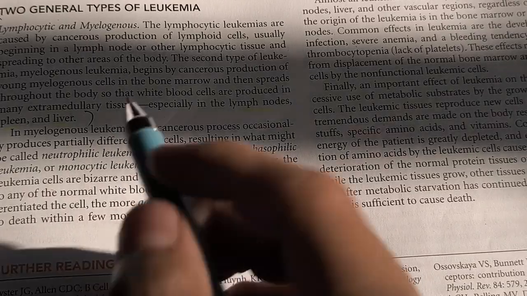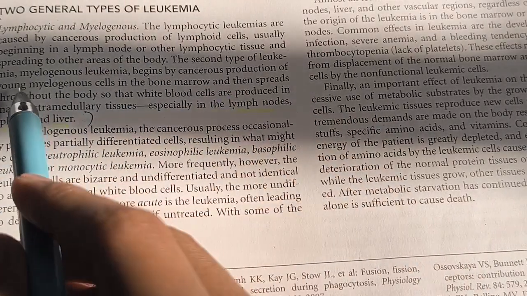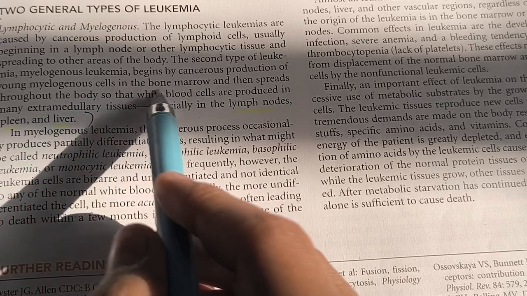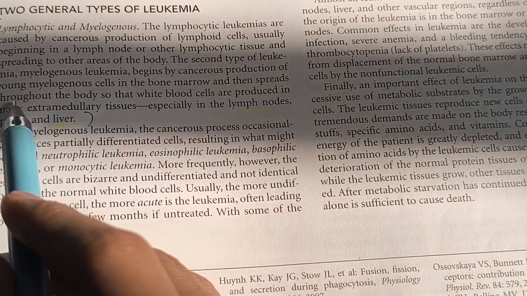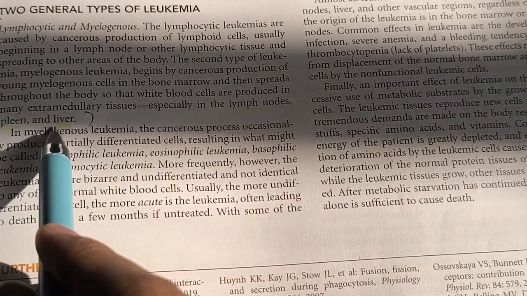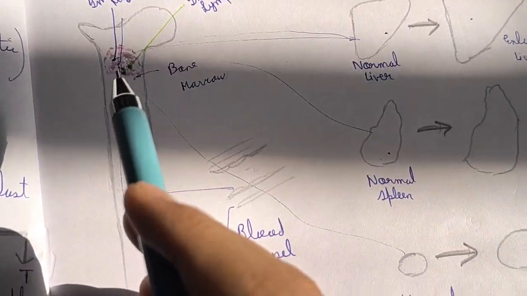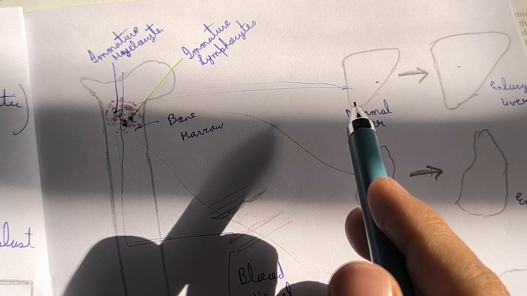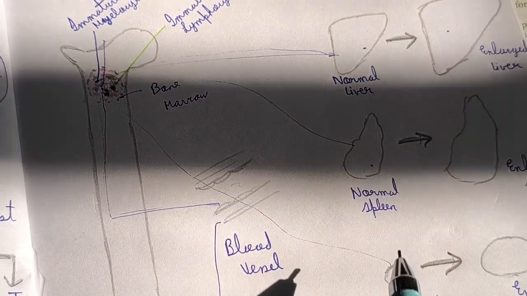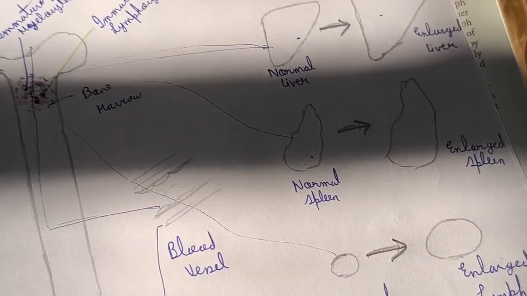Now the second type, myelogenous leukemia, begins by cancerous production of young myelogenous cells in the bone marrow and then spreads throughout the body, so that white blood cells are produced especially in the lymph nodes, spleen and liver. Abnormal immature myelocytes occur and are deposited in the normal liver, spleen and lymph nodes, causing an enlarged liver, enlarged spleen and enlarged lymph nodes.